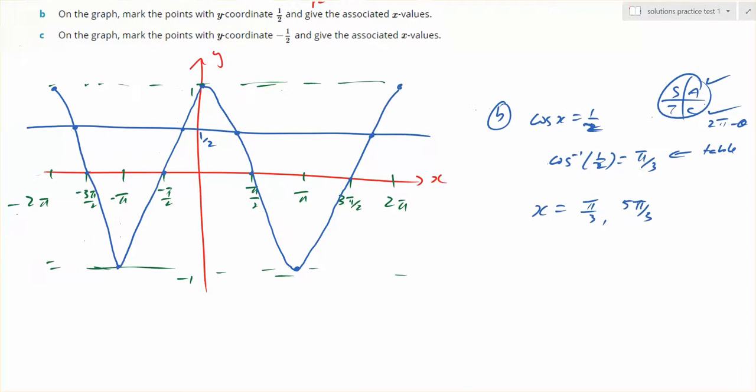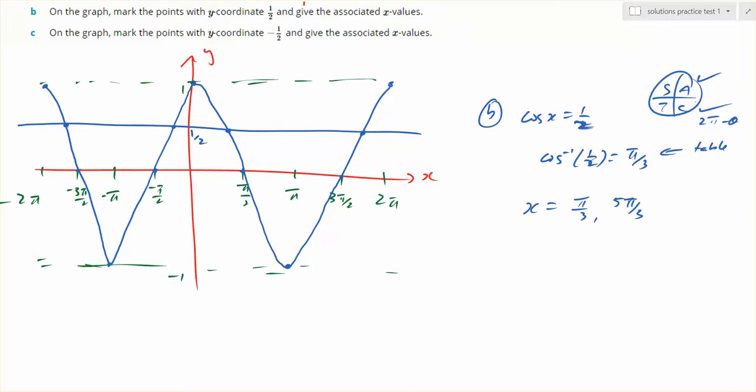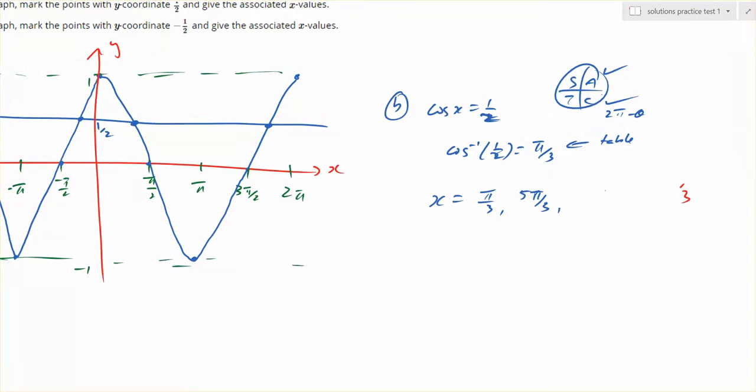To get my other solutions in the negative region, I simply subtract 2 pi from my first two solutions. The reason being, the relationship between this point and this point is that it's one full period away, so 2 pi. Similarly, this solution is related to this solution by one period, which is 2 pi. So if I subtract 2 pi from 5 pi over 3, I get negative pi over 3. If I subtract 2 pi from pi over 3, I get negative 5 pi over 3.